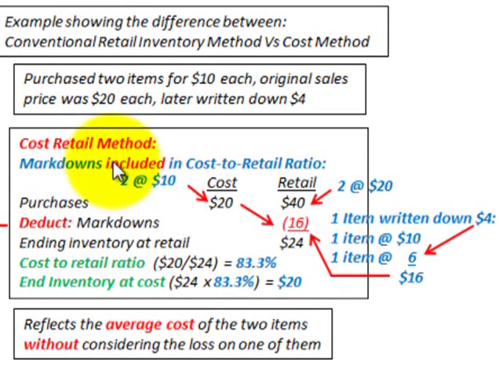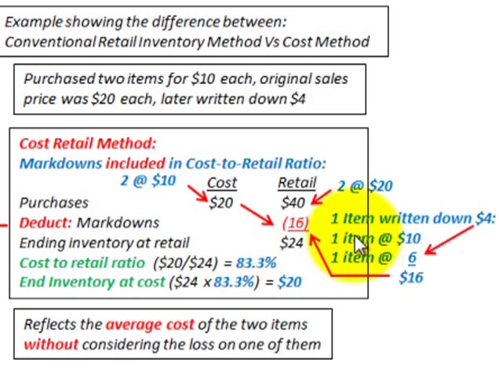Now when we're using this cost retail method, this is where we include our deductions. We're going to include these deductions, or our markdowns, when we calculate our cost to retail ratio. So let's look at those markdowns and understand what they are. One item is written down by $4.